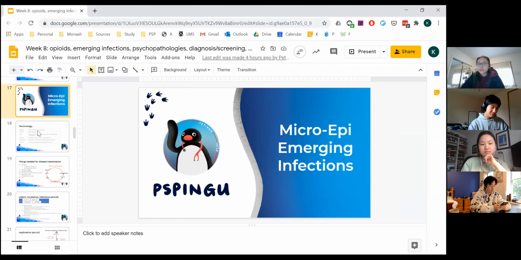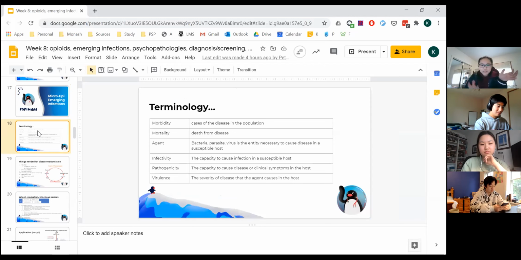But basically it's just a lot of terminology. So morbidity, mortality, you already know. Agent is the thing that actually causes the disease. Infectivity, pathogenicity, and virulence you have to know. So quick recap, infectivity is the capacity to cause infection. Pathogenicity is the capacity to cause disease, so basically how strong the actual pathogen is. And virulence, there are different definitions, but the one the lecturer gave was the severity of disease the agent causes in the host.